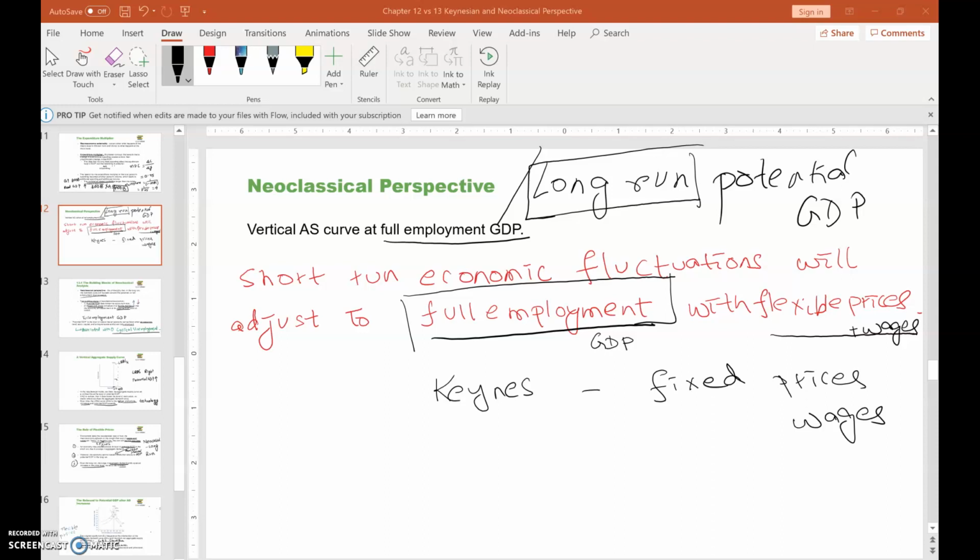Hey everyone, in this section we look at the neoclassical perspective, which focuses on the long-run potential gross domestic product. We can have short-run economic fluctuations, but in the long run, with flexible prices and wages, we go back to full employment gross domestic product. We have flexible prices and wages in the neoclassical model and fixed prices and wages in the Keynesian model.